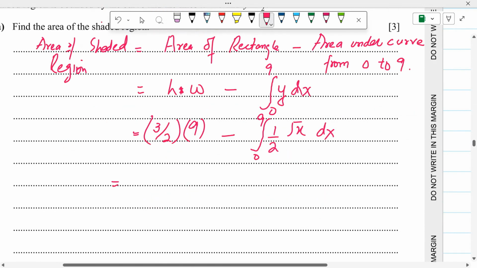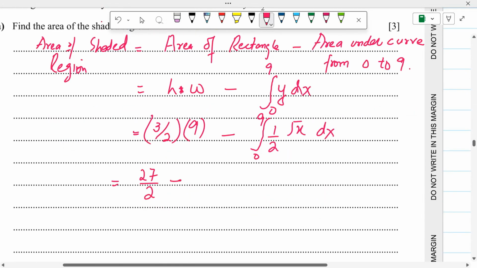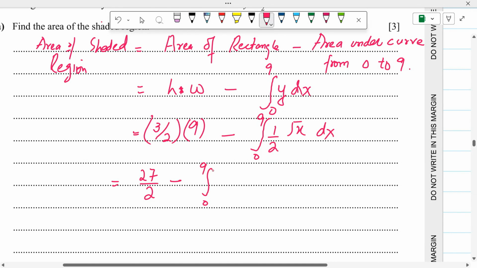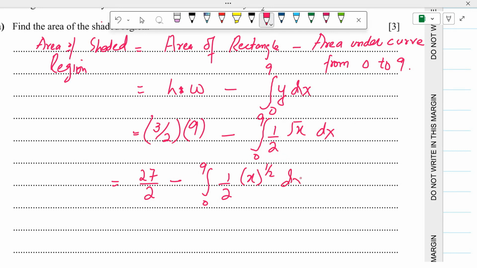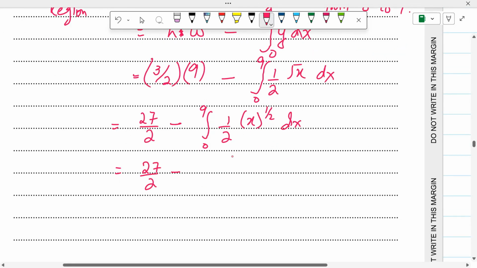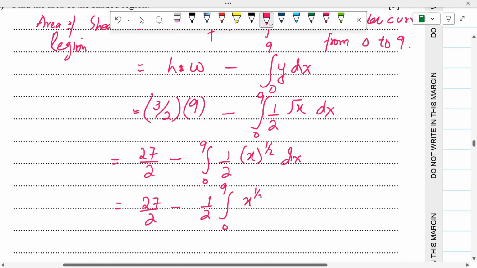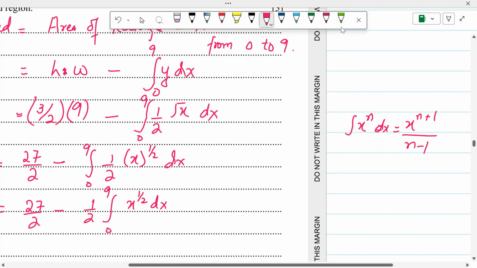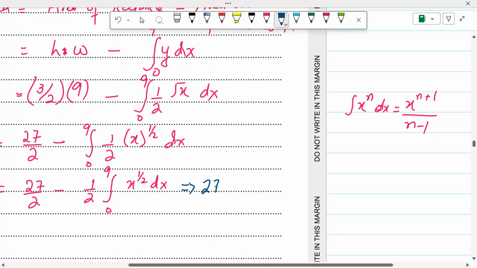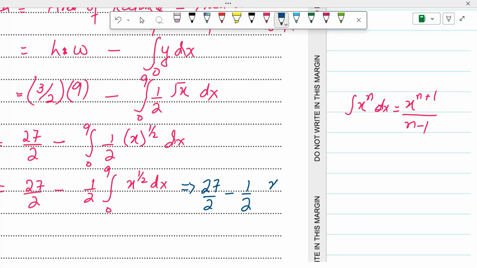3 times 9 is 27 over 2, minus the integration from 0 to 9 of 1 over 2 under root x, and x under root can be written as x to the power of half, with respect to dx. So 27 over 2 minus, we can write it as 1 over 2 integration from 0 to 9 of x to the power of 1 over 2 dx. Apply the power rule, we will have 27 over 2 minus 1 over 2. The integration of x to the power of half is x to the power of half plus 1 over 1 over 2 plus 1, from limit 0 to 9, in brackets.